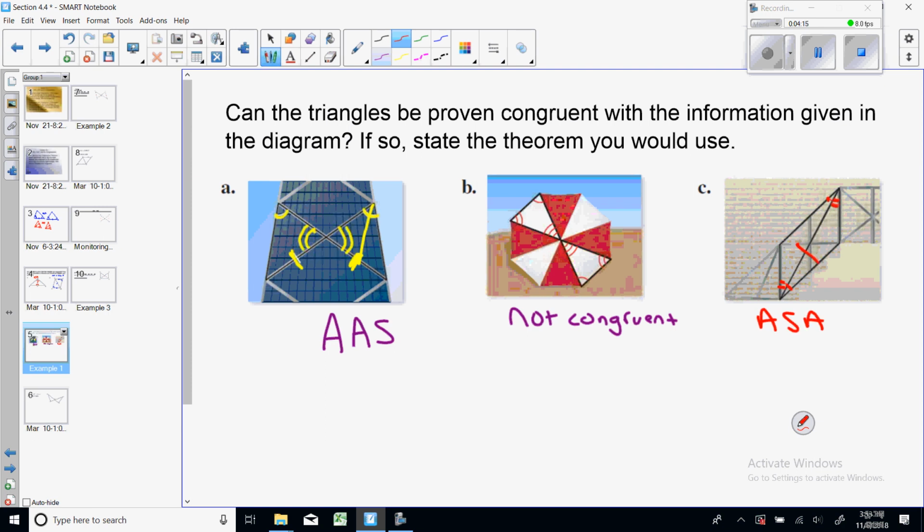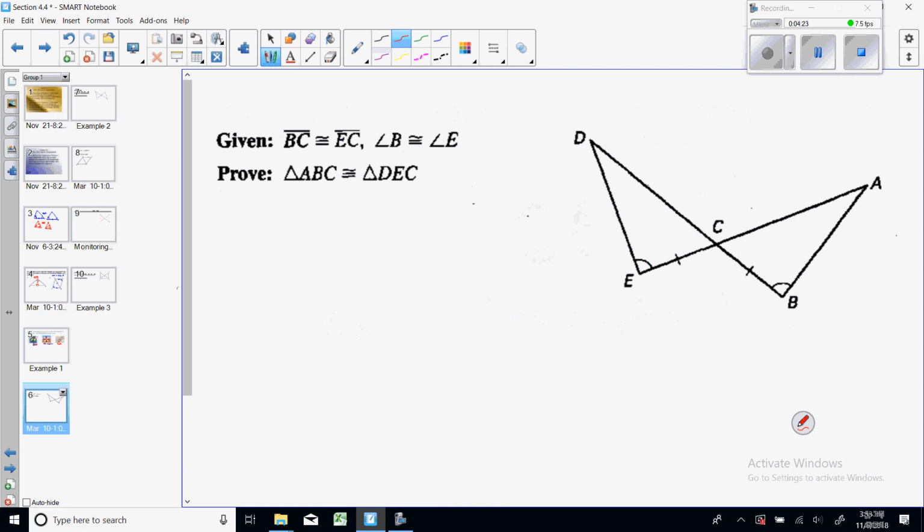Okay, ASA. And again, you're going to have to be able to identify the ones that are missing as you go through with some of these problems. Okay, so triangle congruence proofs with angles. We're going to start with the fact that BC is congruent to EC, and those two things are marked off already. We're also given that angle B is congruent to angle E.